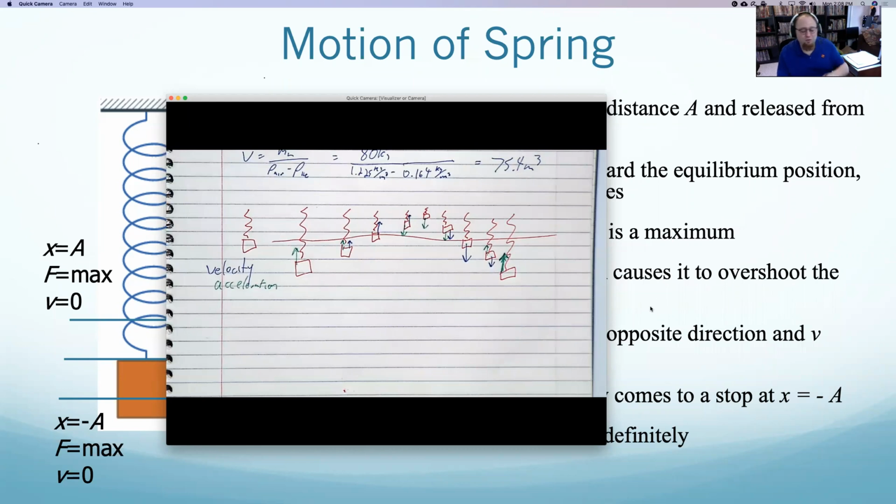And in the real world, this doesn't last indefinitely, right? If I do this, eventually this spring is going to stop. That's because of friction within the spring and the molecules of it. So in the real world, it's not indefinite, but that's because of damping. And we're going to ignore damping for now.